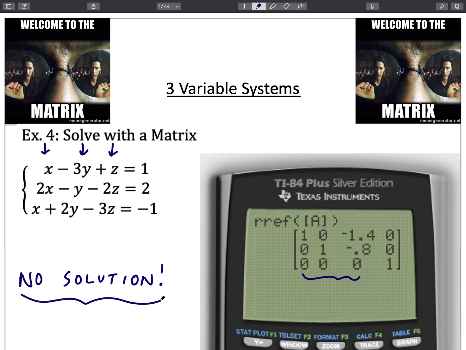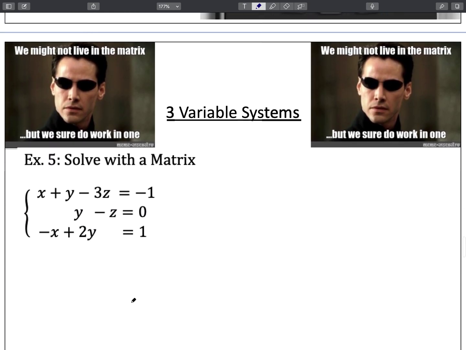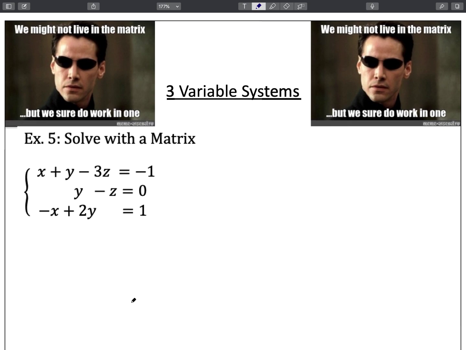So let's do one more. How about example number 5? Example number 5, let's jump into it. So we get something like this. Notice that we still have 3 equations. We're going to try to do this one with a matrix as well. So let's just go down the line. We know that there are 3 rows, so it's a 3-row matrix. It still has 1, 2, 3, 4 columns, so it is a 3 by 4 matrix.